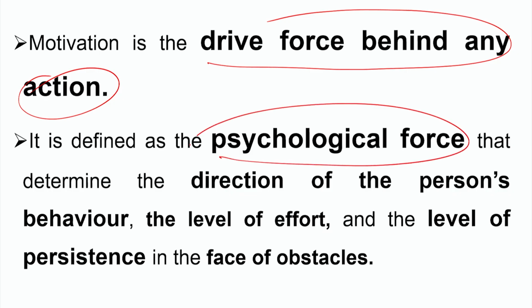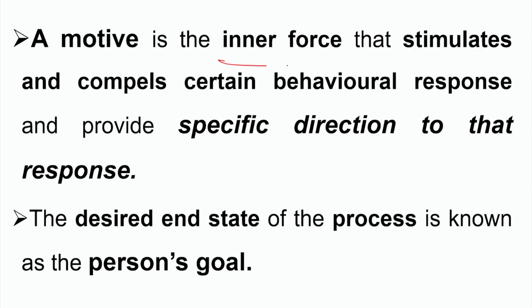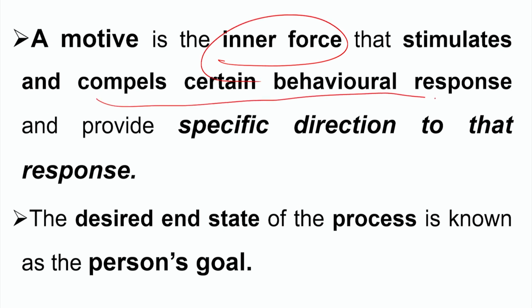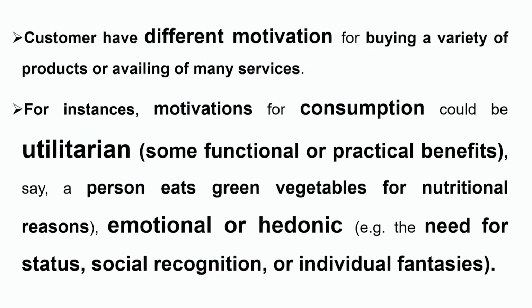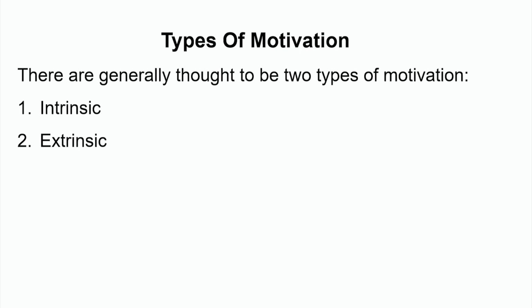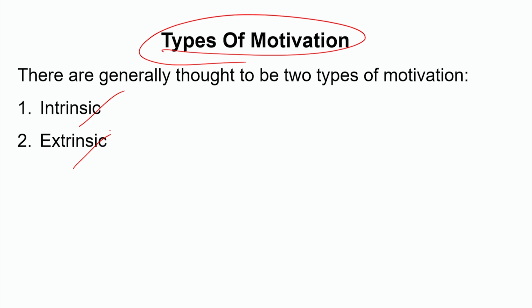They have to create this motivation, that this product is going to serve your need. So this is a psychological factor that determines the direction of a person's behavior. It is an inner force that stimulates and compels behavior toward a specific direction of responses. The first thing the marketer should understand is how motivation is going to be created. There are 2 types of motivation. If you see this slide, there are 2 types of motivation, intrinsic and extrinsic. Intrinsic means that it is coming from the individual himself.